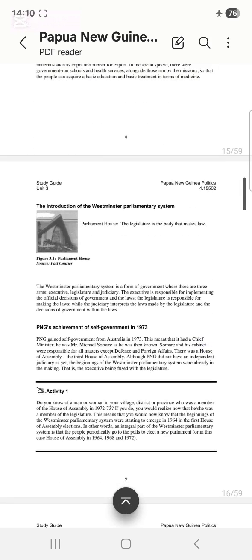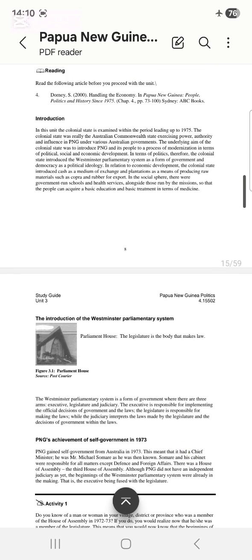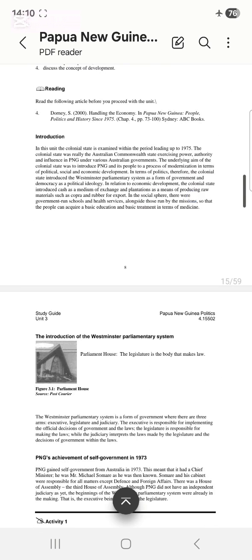Okay, let me see. I'll try and summarize the introduction and see how that fits with our objectives here. All right, so basically, in the introduction section, the colonial state introduced various important features in Papua New Guinea in terms of development. So the Australian colonial administration introduced the Westminster system that we have, the representative democracy.